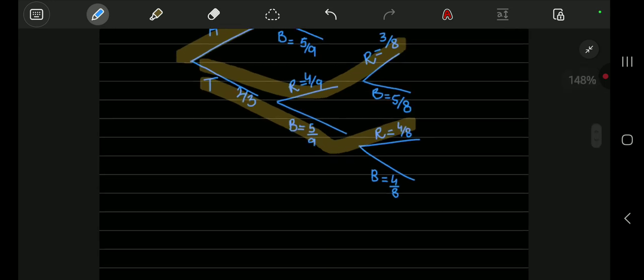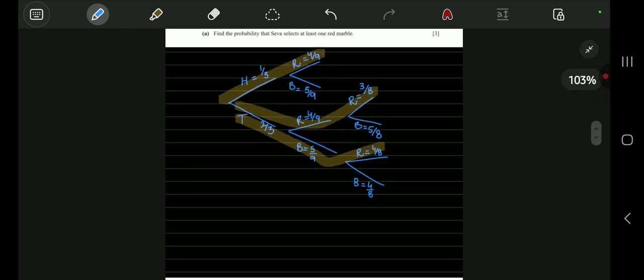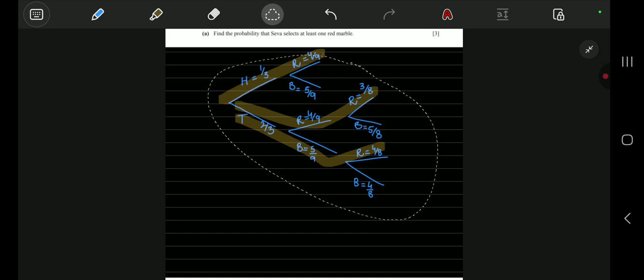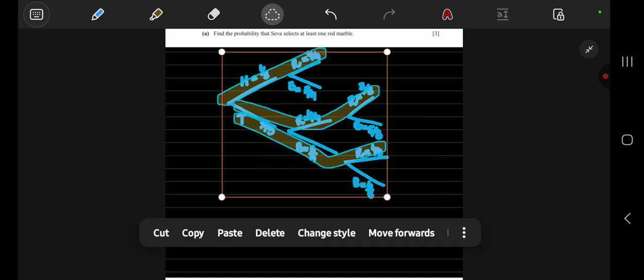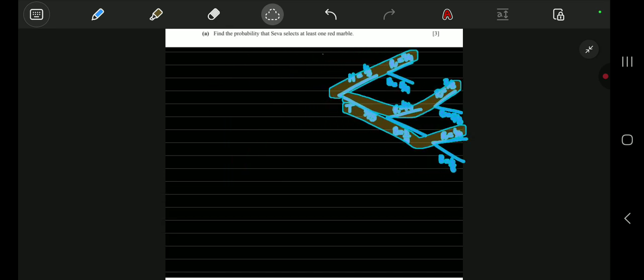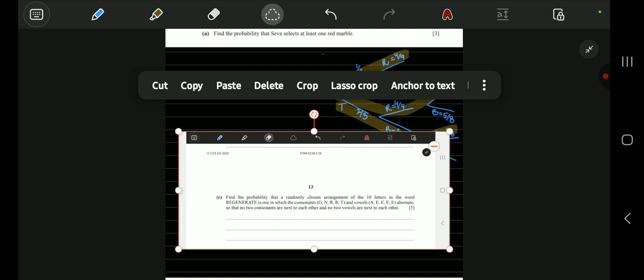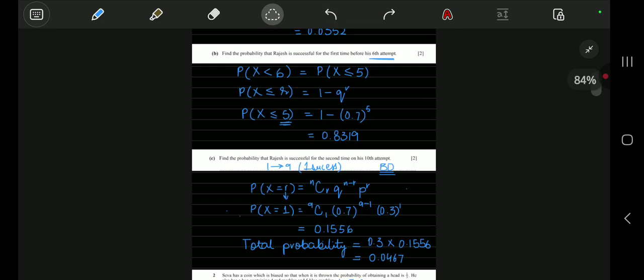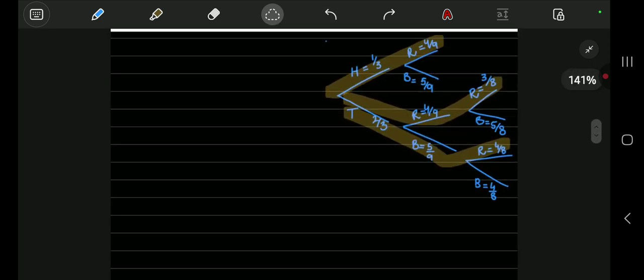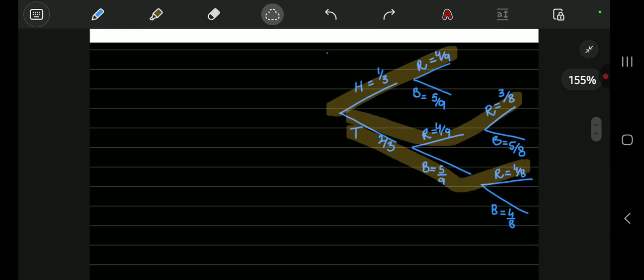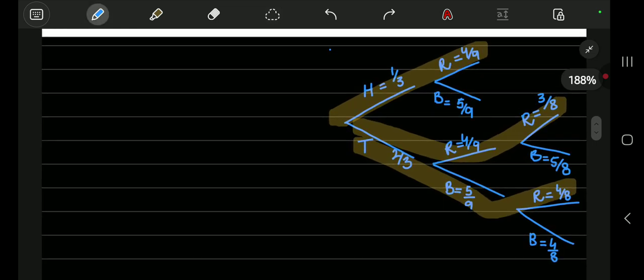So the first case is we are getting, let's just make it a little smaller, so that we can understand it more, like we can look up for it. So the first possibility is head and red, so its probability is going to be 1 over 3 times 4 over 9.